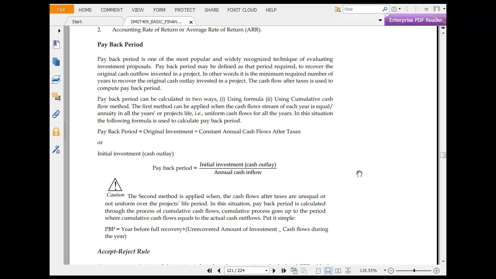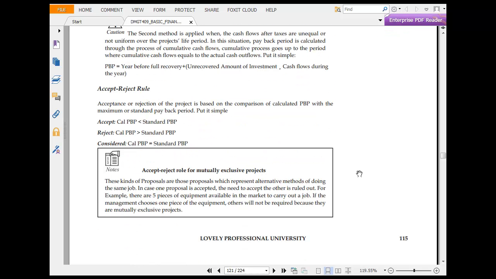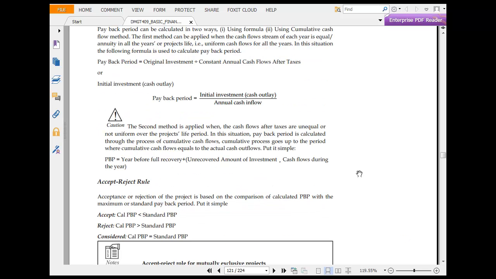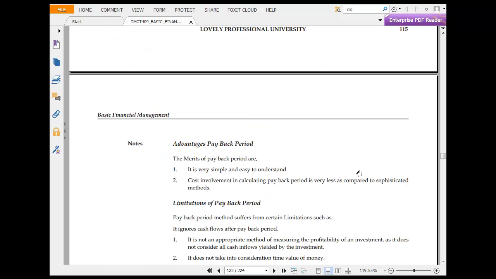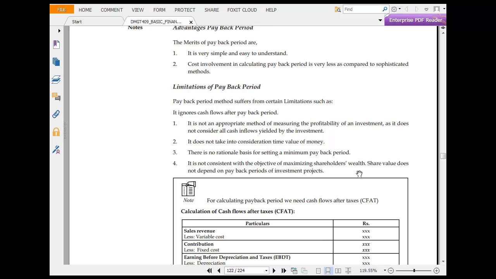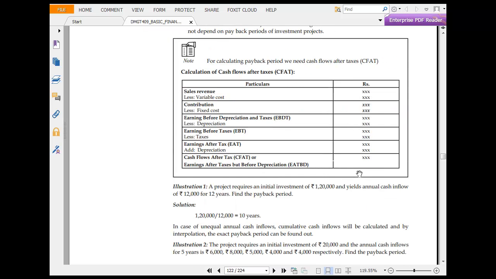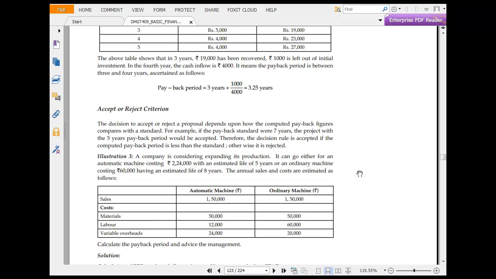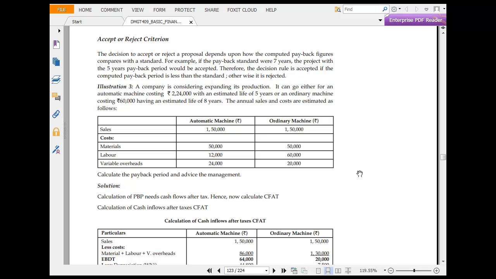Payback period is initial investment upon annual cash flow, accept or reject. So PV is a full recovery amount of your cash flows. Then you have the limitations of payback. It is not an appropriate method, and it does not consider cash flows yielded after the investment. It does not take into account the time value of money. It is not scalable. It is not consistent. Accept or reject: the decision to accept a proposal depends on how the payback figure compares with a standard.